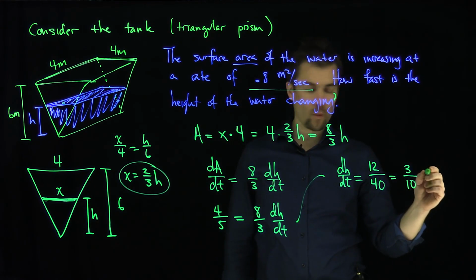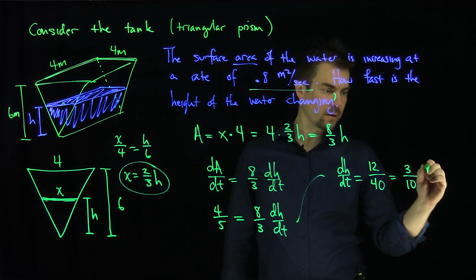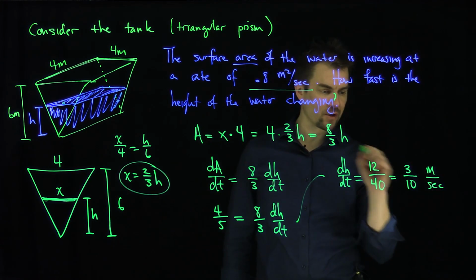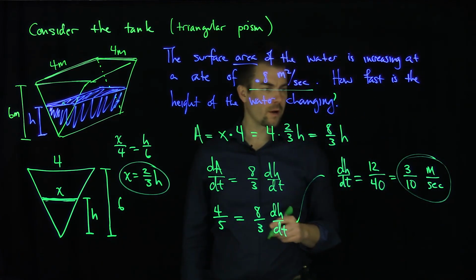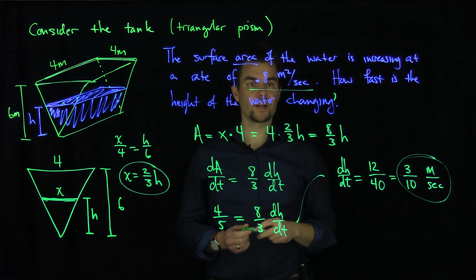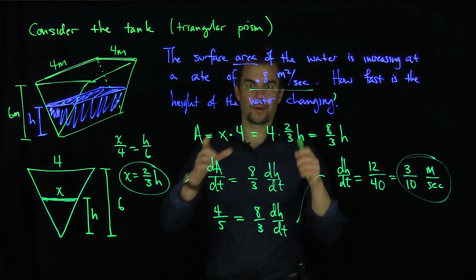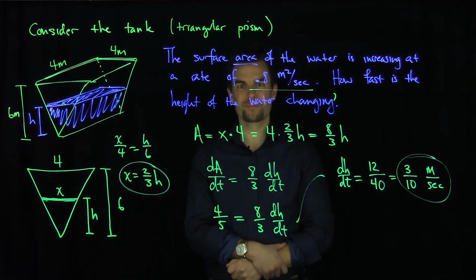And this is going to be meters per second because it's a change of height. And so 0.3 meters per second is how the height of the water is changing at that moment. Thank you very much.